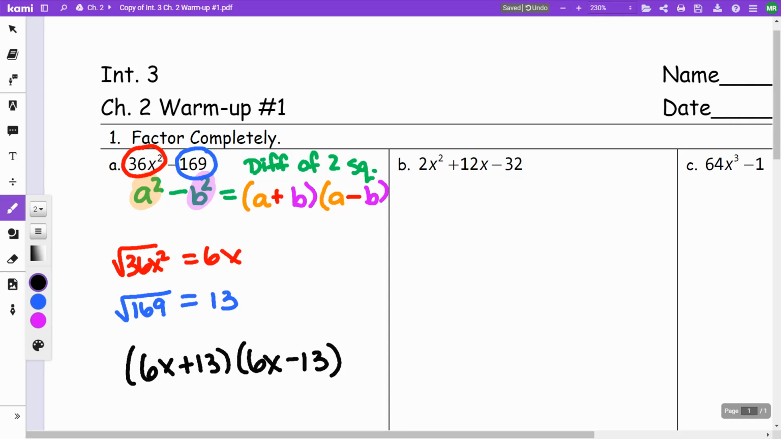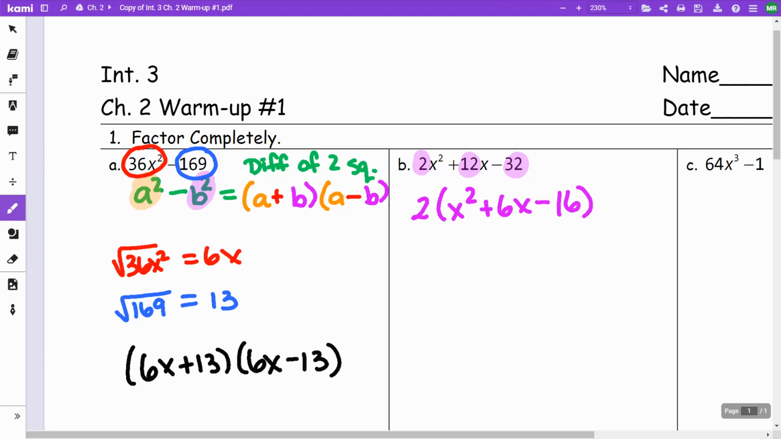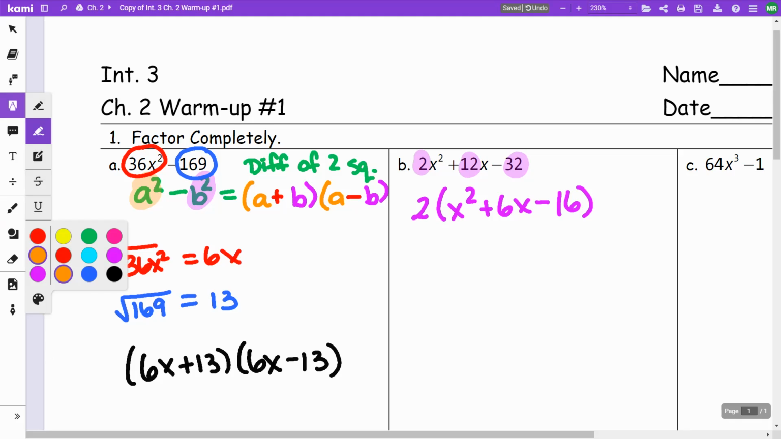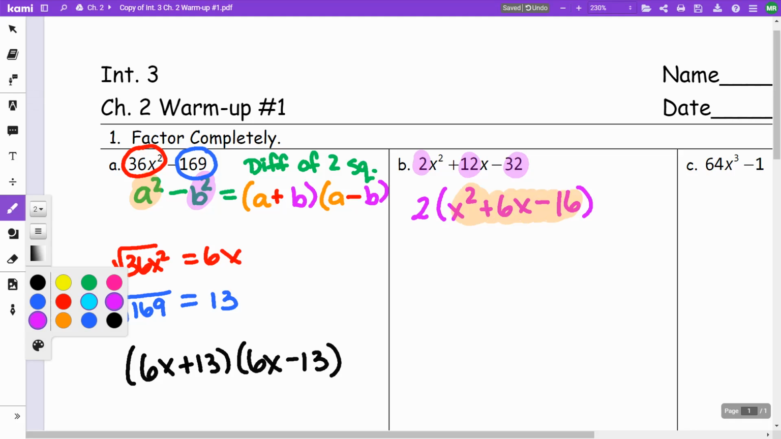On number 2, I notice that if I'm looking at my 2, my 12, and my 32, all of those I can factor a 2 out of. So I'm going to factor out a 2, and then I'm going to be left with x squared plus 6x minus 16. Then I need to say, can I factor that? x squared plus 6x minus 16. Now you might think of it as a perfect square because there's a square in the front and the back, but it's not a plus 16, it's a minus 16.